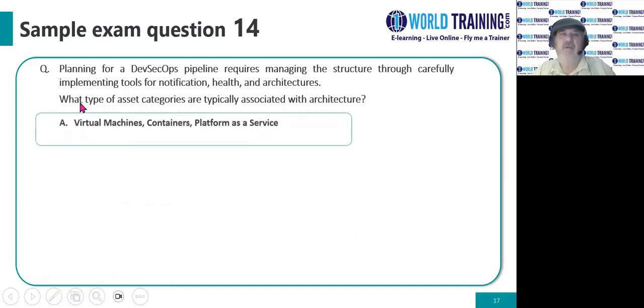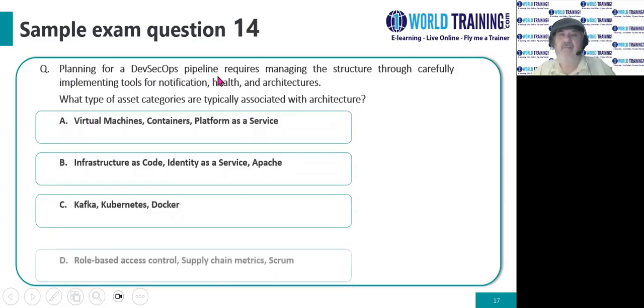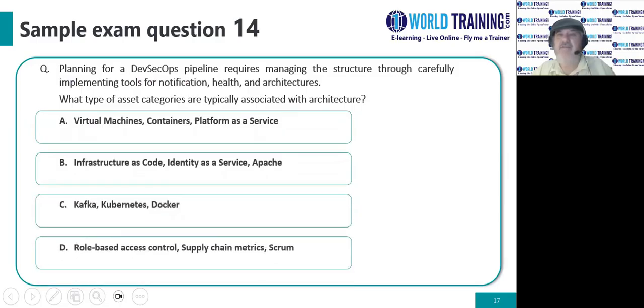Question 14. Planning for a DevSecOps pipeline requires managing the structure through carefully implementing tools for notification, health, and architectures. What type of asset categories are typically associated with architecture? Okay, so our assets, our virtual machines an asset, containers asset, platform as a service could be considered an asset as a tool. So A is a possible answer. Infrastructure as code, identity as a service, Apache. That's a little too specific with Apache. I don't like B as well. A is a better answer.